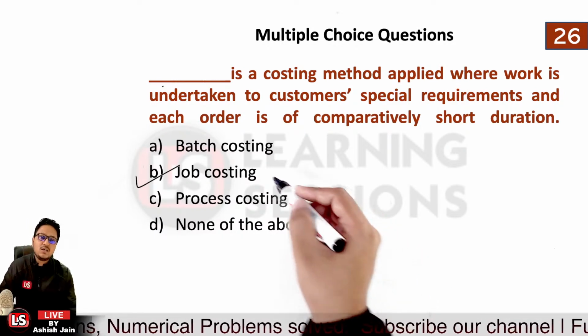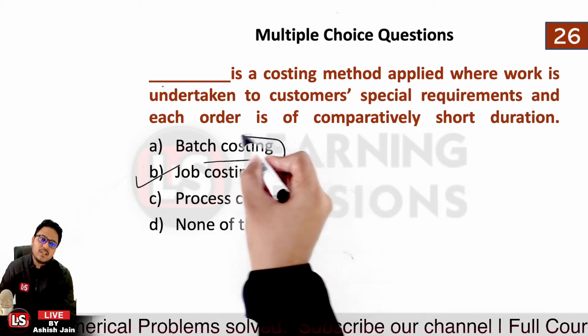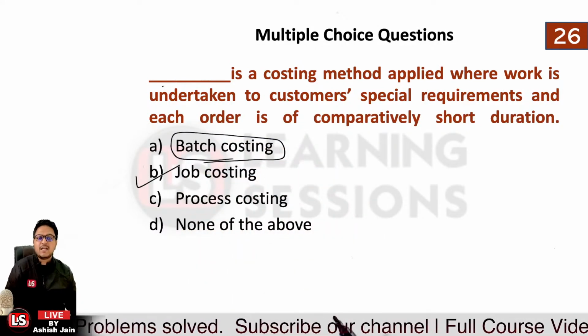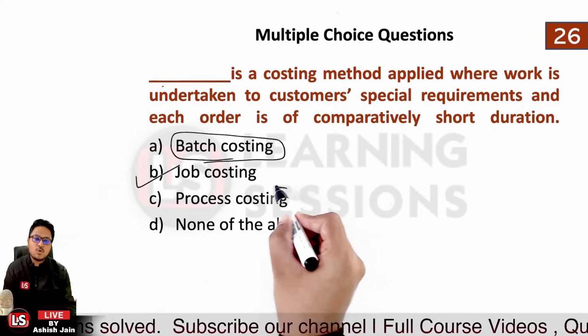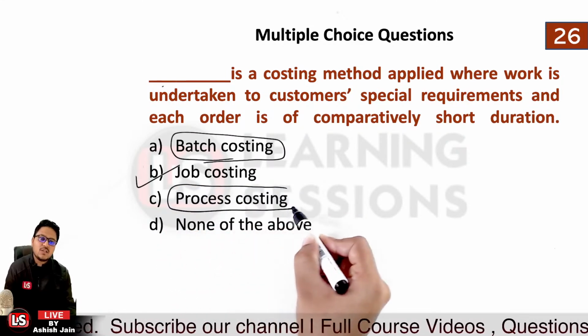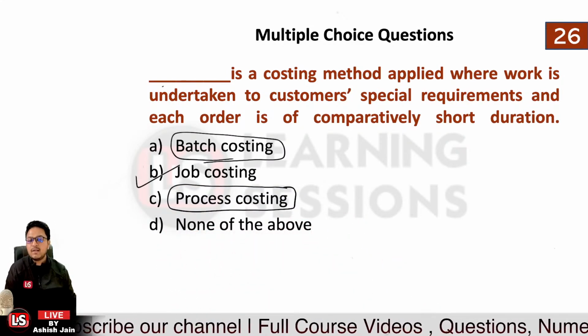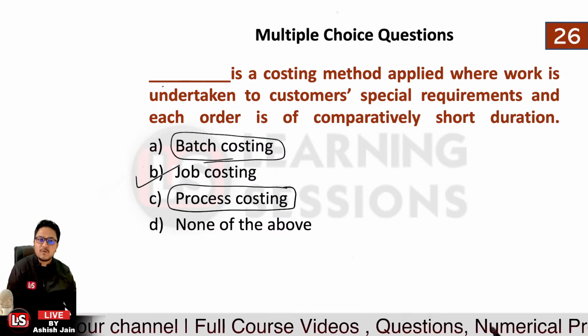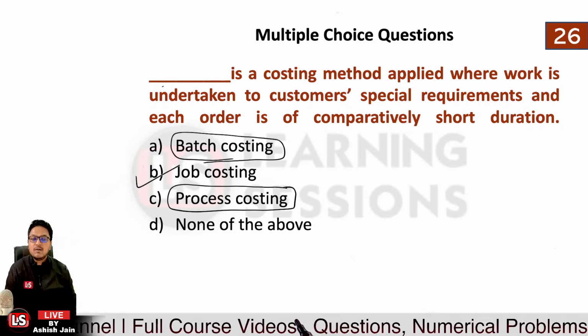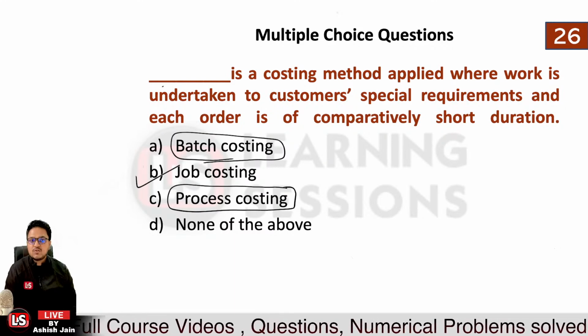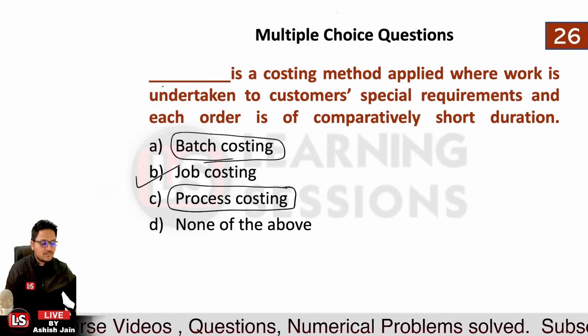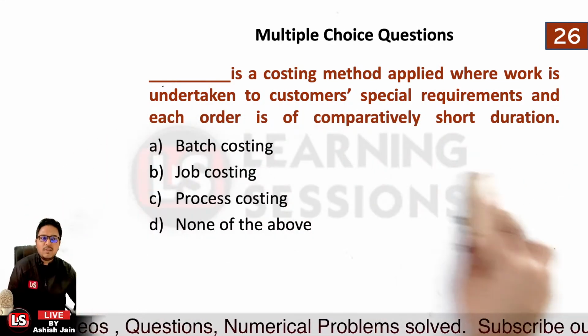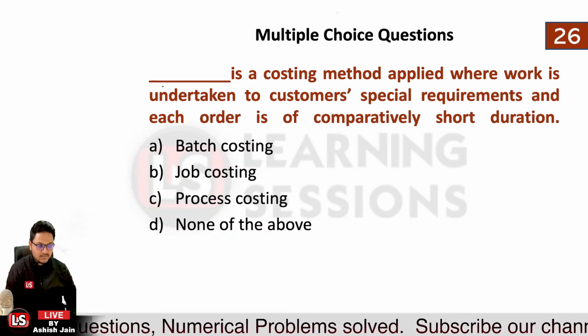And if you are producing similar products in bulk, that is covered under batch costing. And when the product goes through different processes which are related to each other, and the output of one process is the input for another process, that is related to process costing. So option B would be the right answer for question number 26.